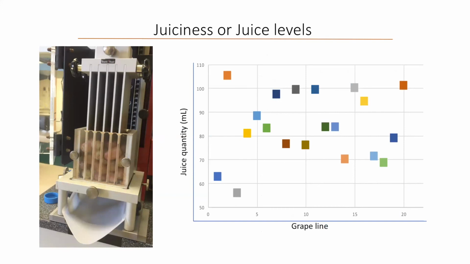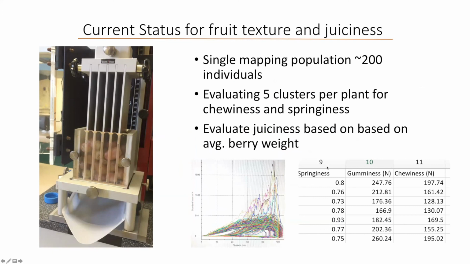The other aspect of this, like I said, is the juiciness level. Each colored box in this picture represents a different grape line in our 1135-27 population. And you can see that the amount of juice in mils that you get out of our samples varies greatly. The picture on the left is our Kramer shear cell. You fill it up with berries, and these blades are what pierce the sample. The picture in the middle with the graph is what you'll get when it goes through the sample. The first peak is the first time the blades go through the box, because to get chewiness, gumminess, and springiness, you need to go through the box twice with those blades.